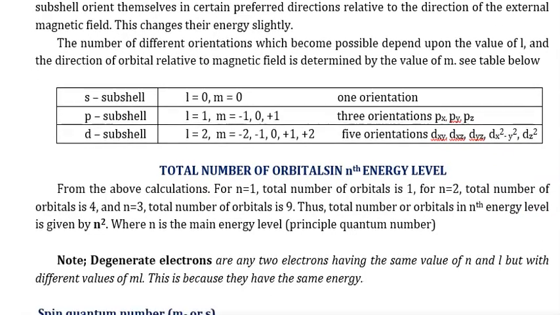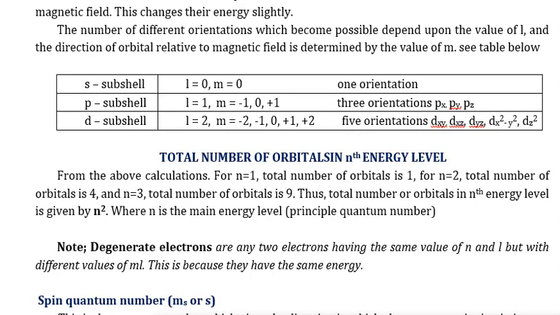Now from there we can touch a little about the calculation of the total number of orbitals in an energy level. From the above calculations which you have done for energy levels number 1, 2, and 3, getting the total number of orbitals is very easy. For n is equal to 1, the total number of orbitals is 1. For n is equal to 2, the total number of orbitals is 4. And for n is equal to 3, the total number of orbitals is 9.